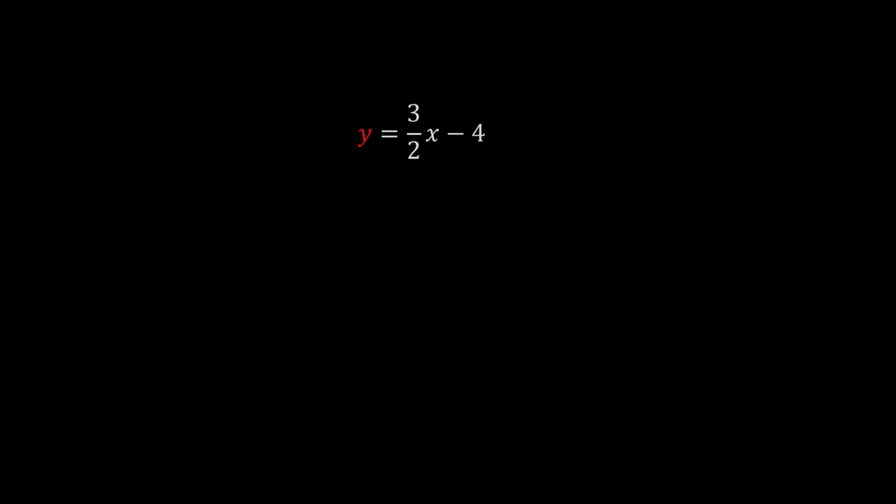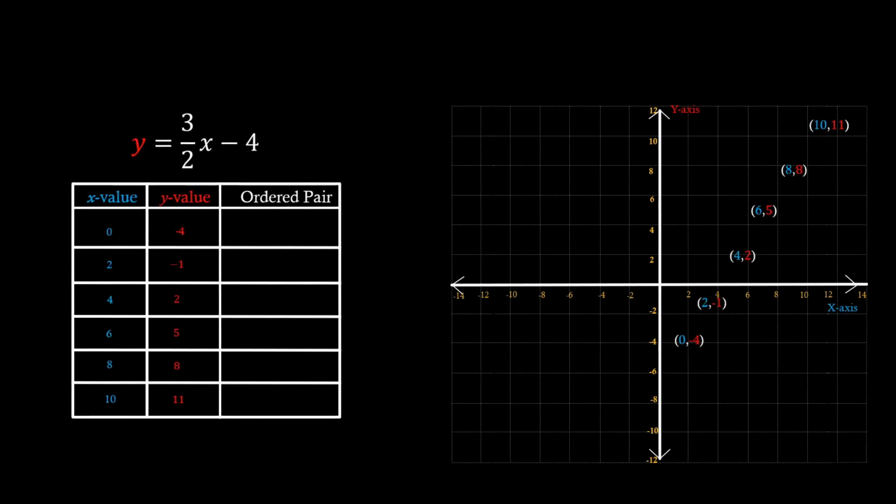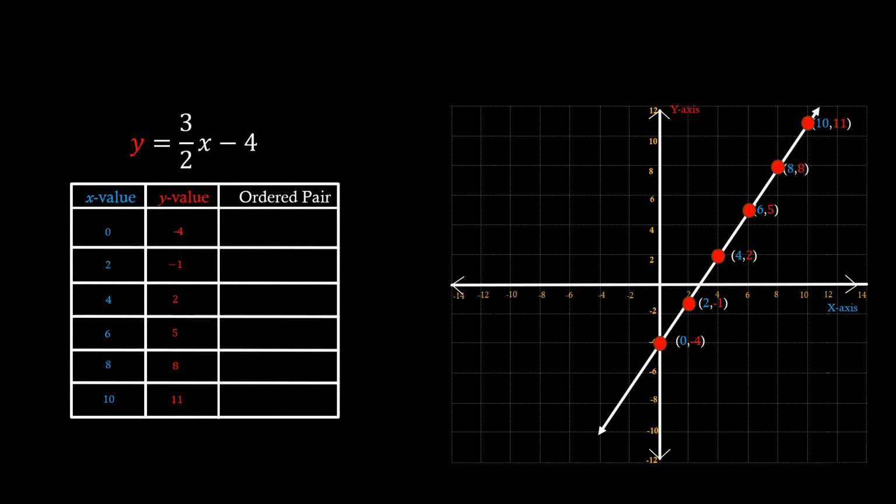So let's say we have the equation y is equal to 3 over 2 times x minus 4. If we're interested in graphing this equation, we need to identify the x values and use those values to solve for the y values. Once we have both the x and y values, we have the ordered pairs which we can use to plot the points and graph the line. But there's another way of doing this.